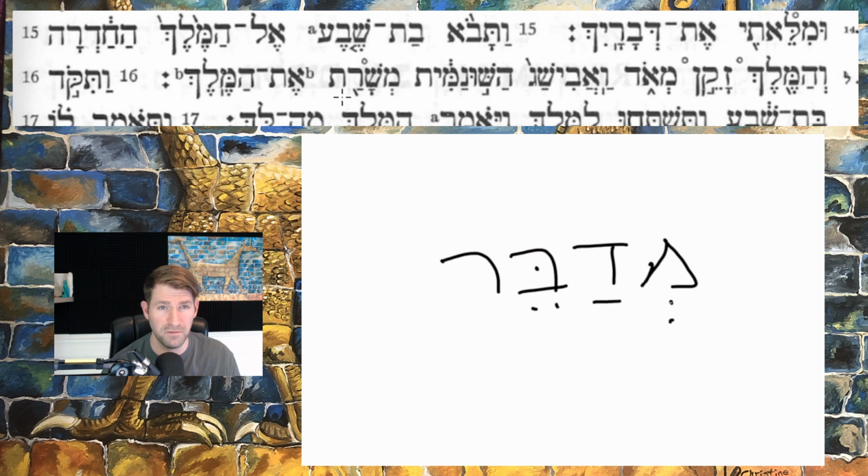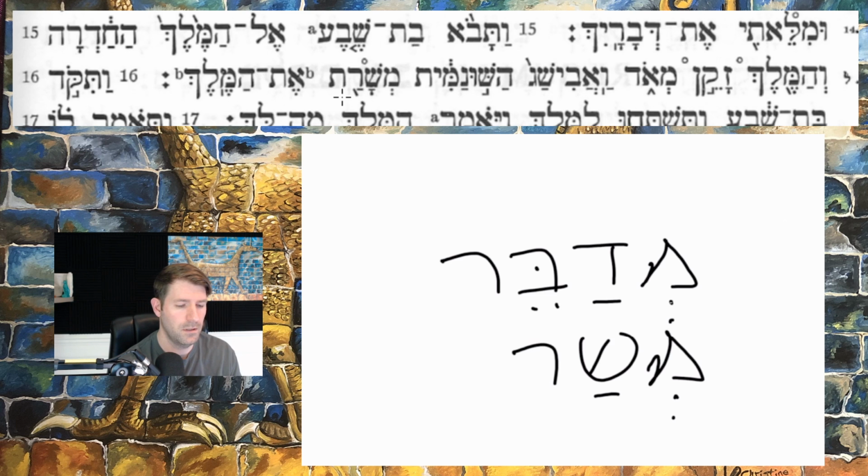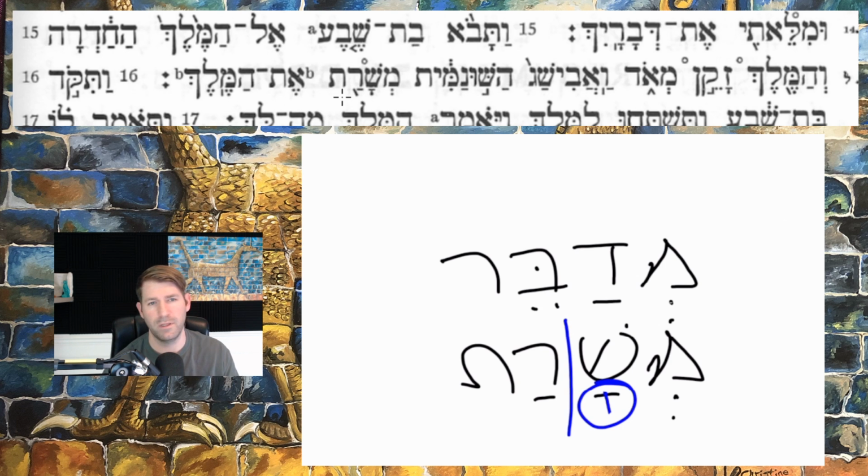Medaber is sort of my go-to form for the Piel. He is speaking, or speaking, is a Piel active participle, masculine singular. One of the things about the Piel is you have a doubled middle radical, which we have here. However, in the form you can't put that dagesh in here, right? Because it forces it out. So what you end up with is compensatory lengthening.